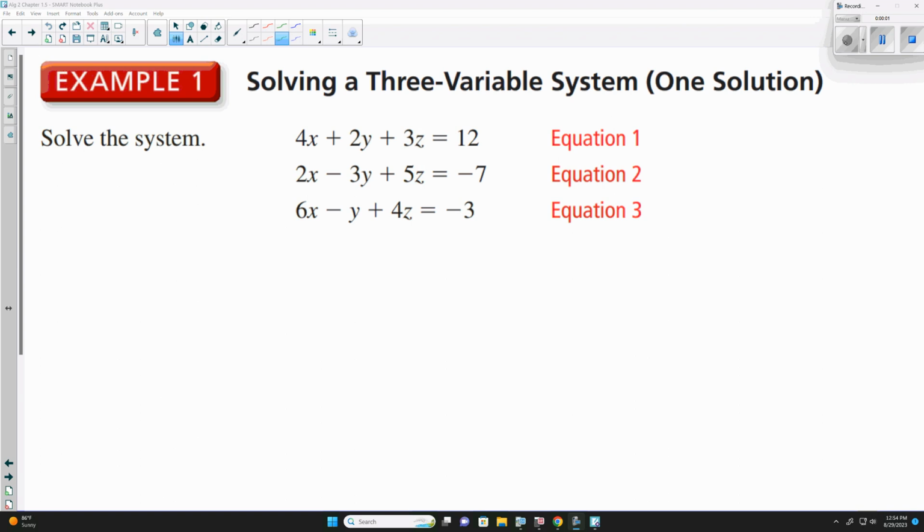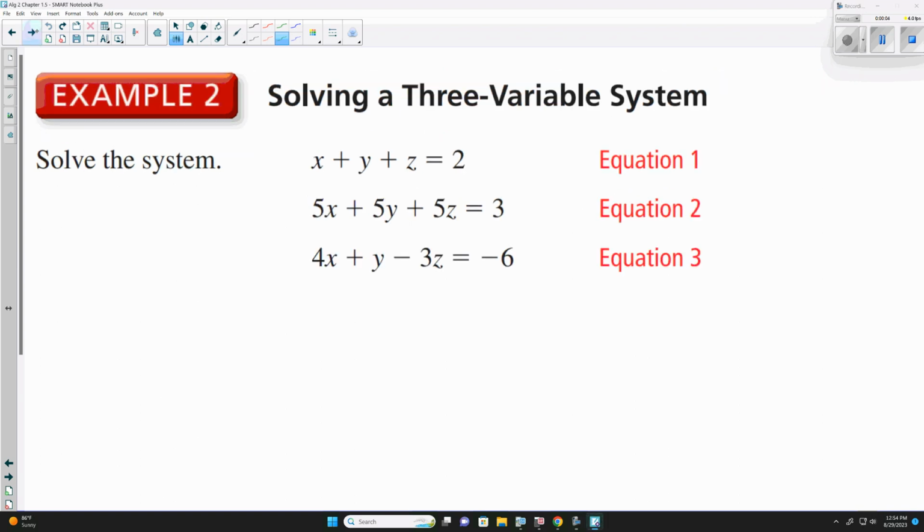Now what we're doing today is continuing on with what we started yesterday, our systems of linear equations with three variables. So when we look at this first one here, the first thing we need to do is determine which variable we want to eliminate first: X, Y, or Z. Now this one, unlike the last one we had, we could eliminate any one.